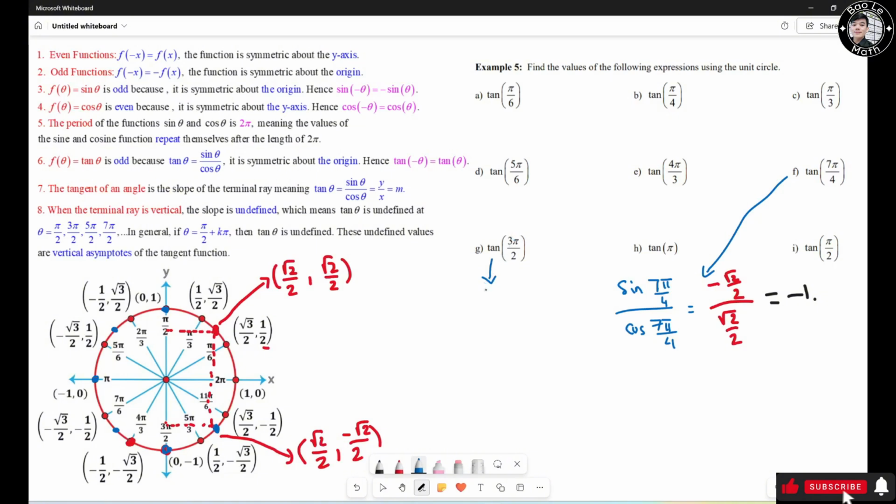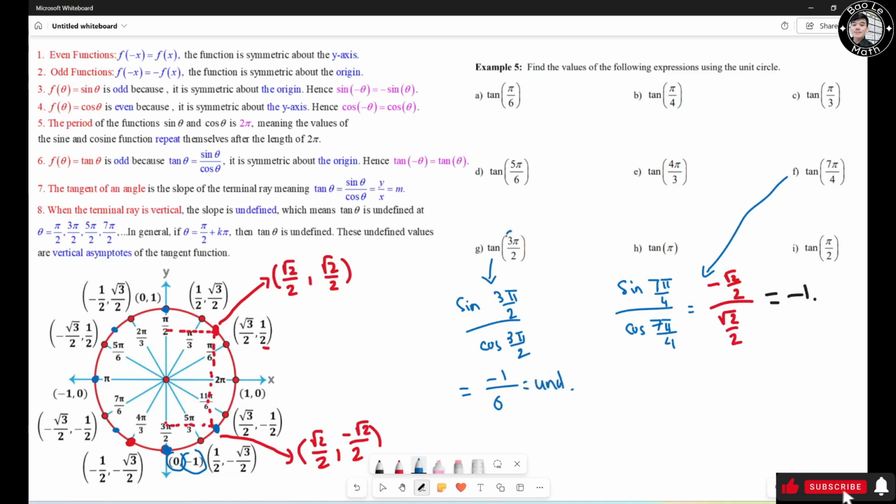Tangent of 3 pi over 2 is going to be sine of 3 pi over 2 divided by cosine of 3 pi over 2, right? So it's going to be this point right here, sine of 3 pi over 2, which means the y value right here is going to be negative 1. So it's going to be negative 1 divided by cosine of 3 pi over 2, which is the x value right here, right? So it's going to be 0. The answer is undefined, right?